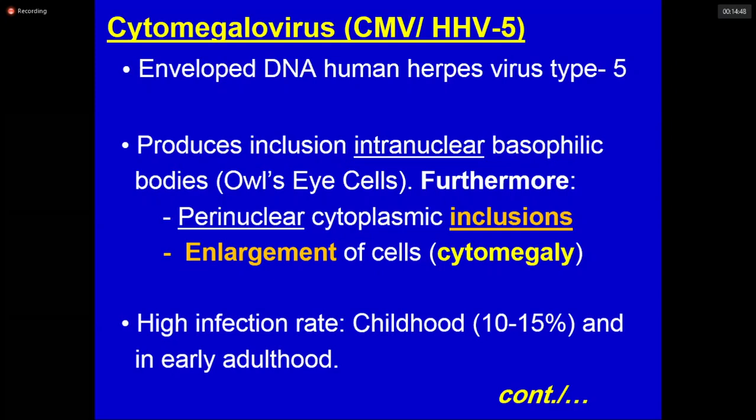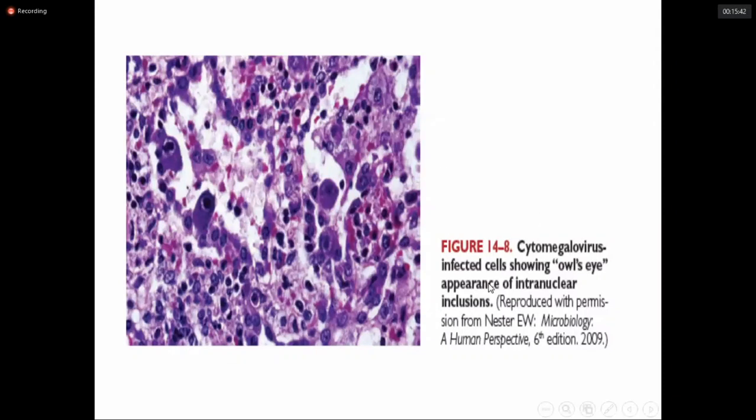Now the cell becomes enlarged, that is to say cytomegaly. For this reason, the virus is called cytomegalovirus because it causes an increase in the size of the cells. The infection rate is high among children, and in childhood, 10 to 15% of them become infected. Even they are not aware they are infected because mostly it is asymptomatic. Also infection can occur early in adulthood. So the main infection occurs in childhood and early adulthood. This is the cytomegalovirus, the owl's eye appearance of intranuclear inclusion. You can see it here, okay?